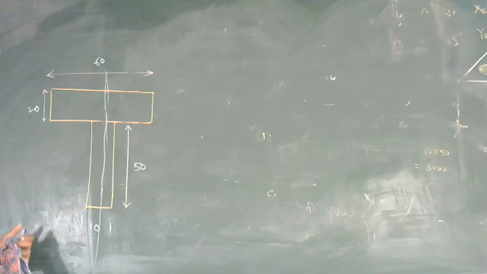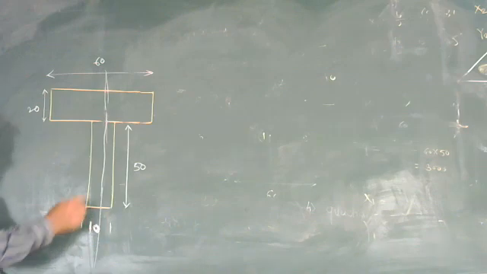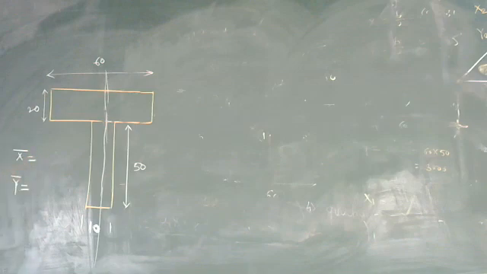Now by seeing this diagram, how much is the base? Base is a 10. This is a 10. This is a 50, 60, and 20. Any question? Now the question is here: find out x bar and y bar of this T structure.